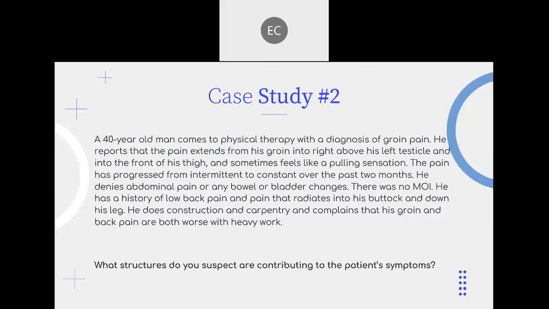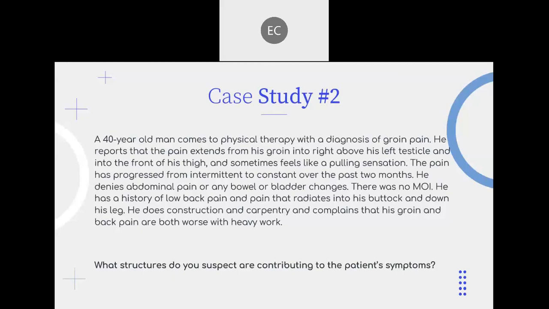Okay, so adductor and ruling out radiculopathy from the lumbar spine. Hip flexors. All the structures that you said refer to the area. Correct. So yeah, that's kind of what I was thinking. The lumbar spine, right?